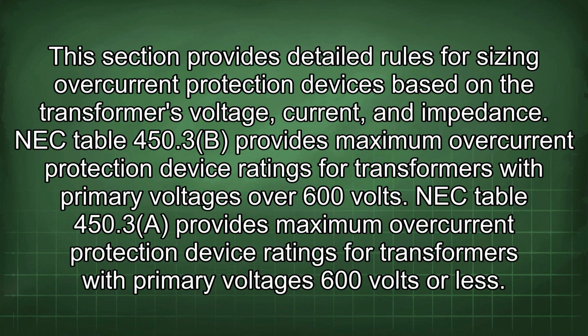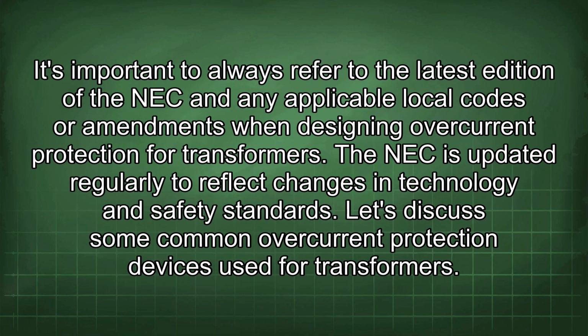NEC Table 450.3(A) provides maximum overcurrent protection device ratings for transformers with primary voltages of 600 volts or less. It's important to always refer to the latest edition of the NEC and any applicable local codes or amendments when designing overcurrent protection for transformers. The NEC is updated regularly to reflect changes in technology and safety standards.